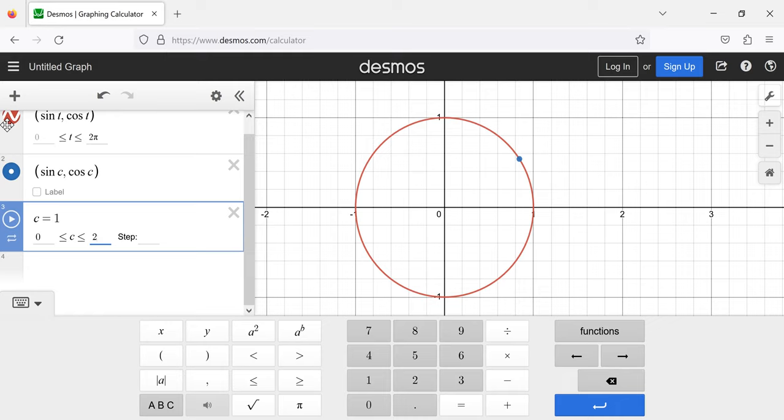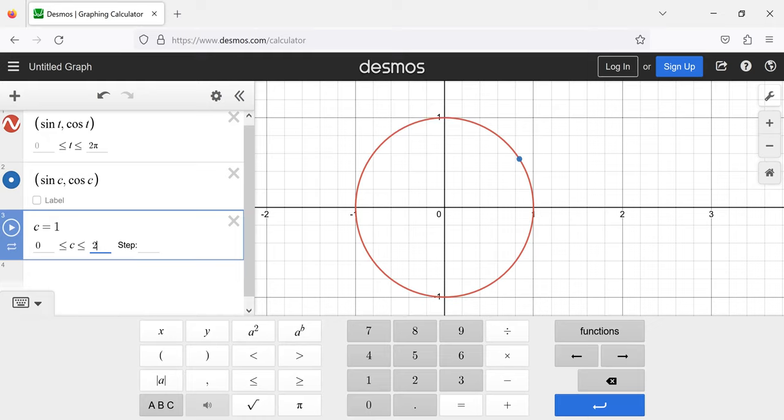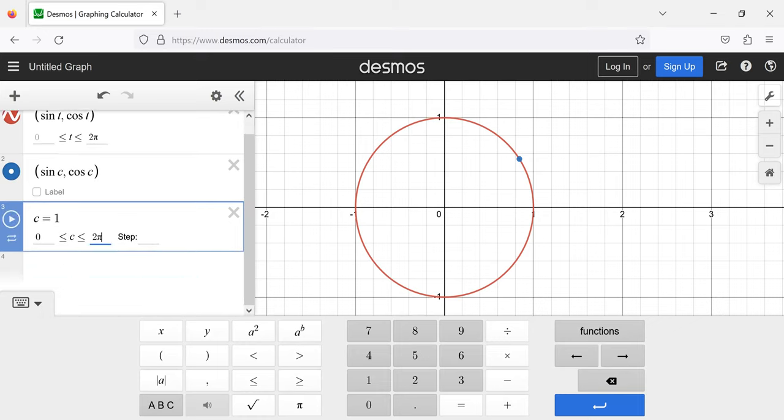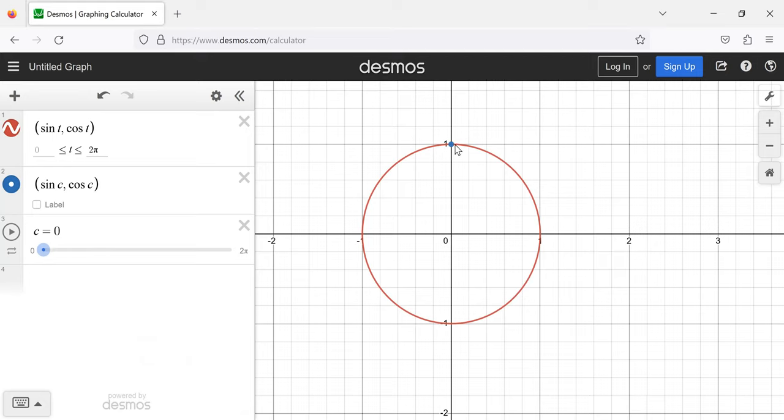Just for reference, pi is down here. If you're on a phone or something, and it's not convenient to be typing things on the calculator, if you just spell out pi, Desmos will create that symbol for you. So at 0, we are here. So we start up at the top of the circle. We're going clockwise as time passes. And we wind up back where we started, having made one full revolution.